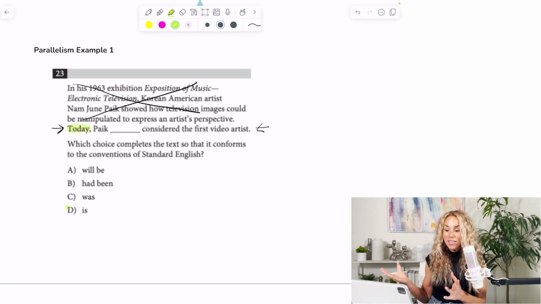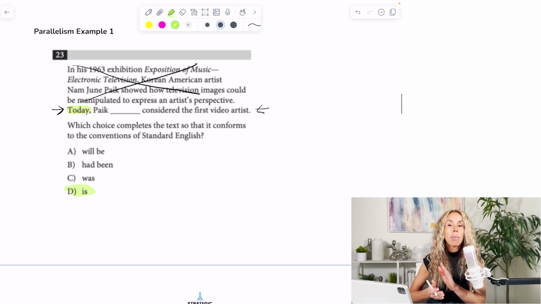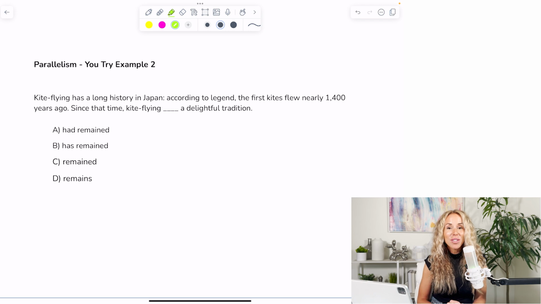So that means it's present tense. So all I need to do is say today Pac is considered the first video artist because I need it to be parallel with the modifier. Why don't you try one? All right, so same deal. Pause the video, give this a try, and then you can play it and see the solution.